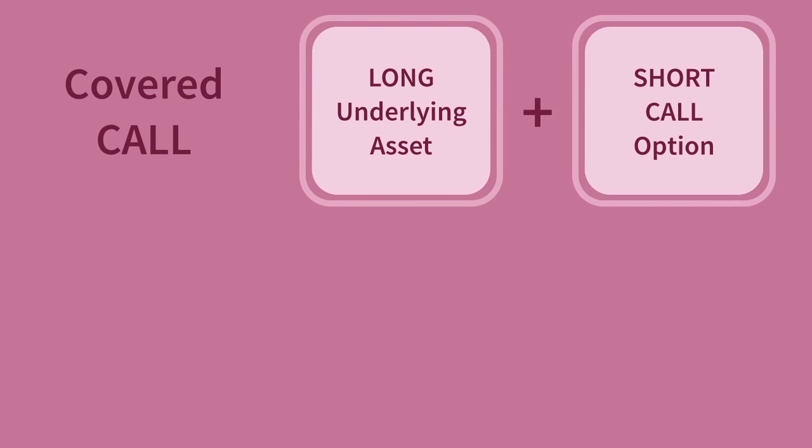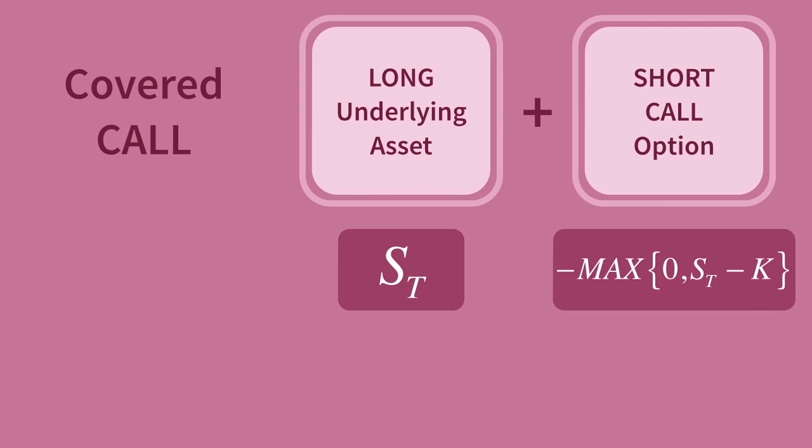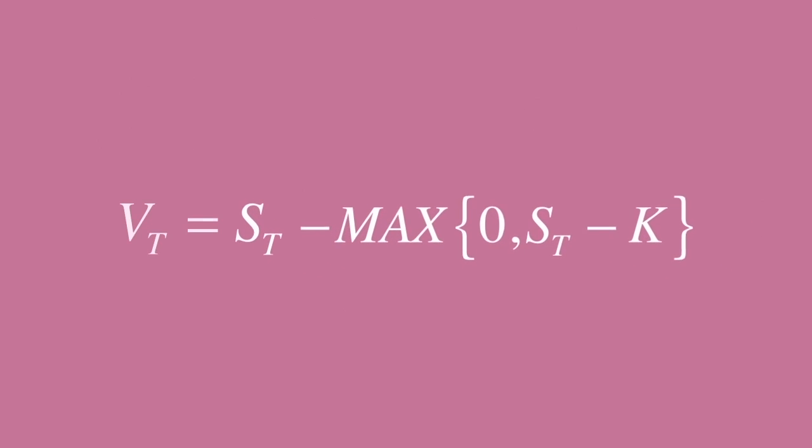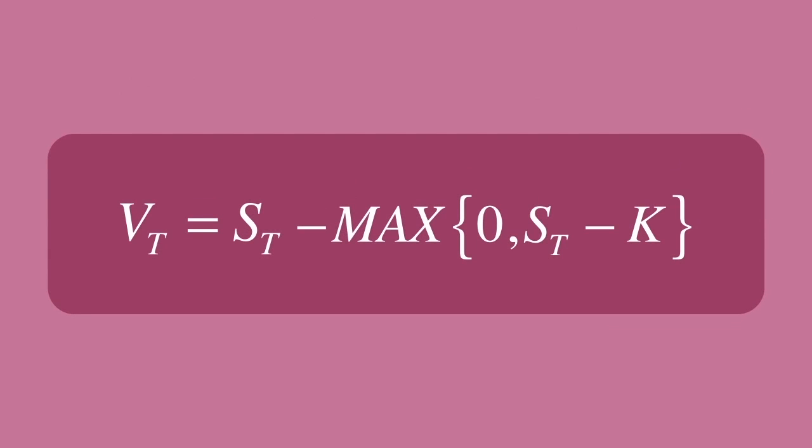Now, if we take each element in the covered call position and individually consider their value at expiration, we have ST, the value of the underlying asset at the expiration date, and we have minus the value of the call at expiration, which is minus the larger of 0 or ST minus K. If we put those together with a long position in the underlying and a short position in the option, we get the value of the position on the expiration date.